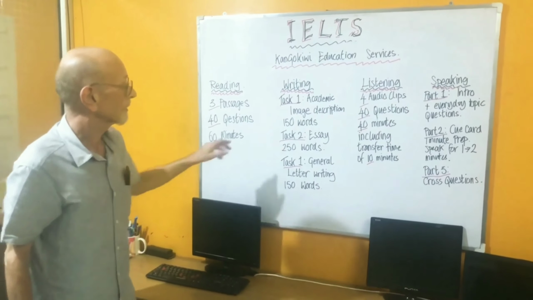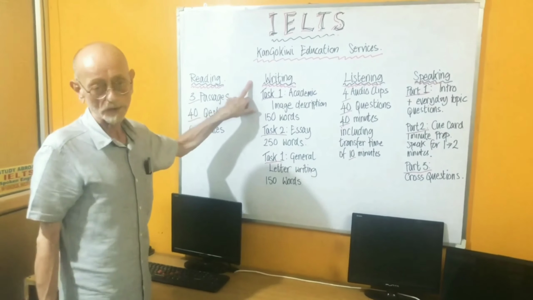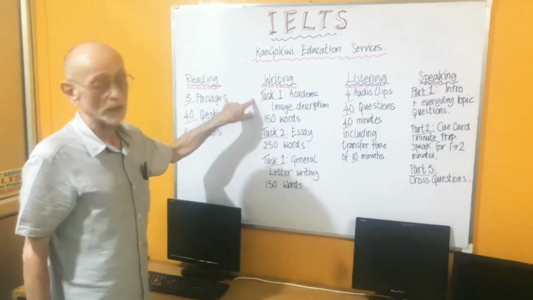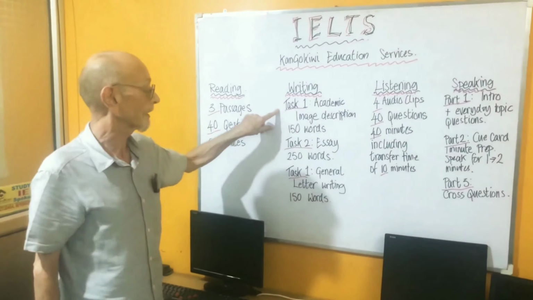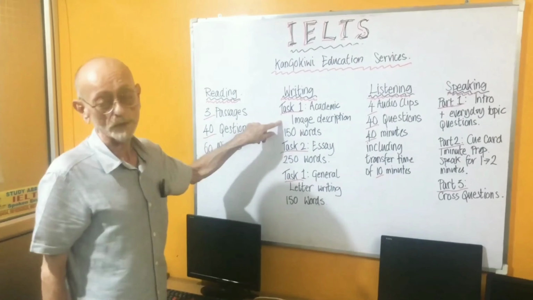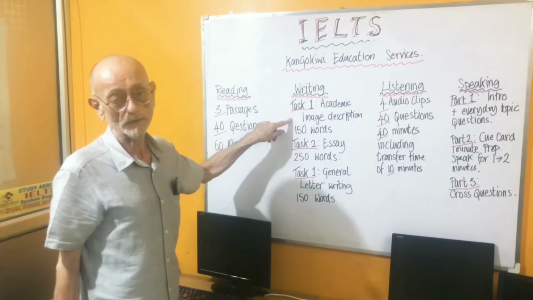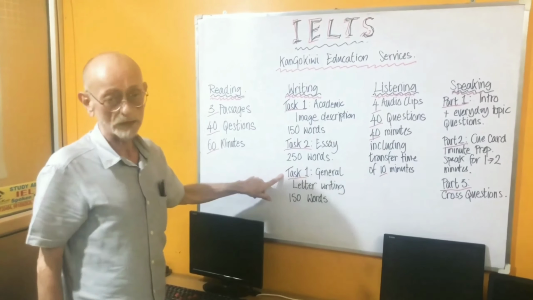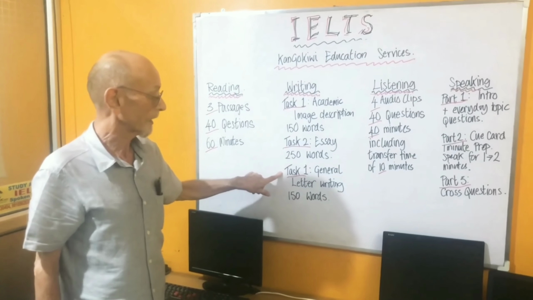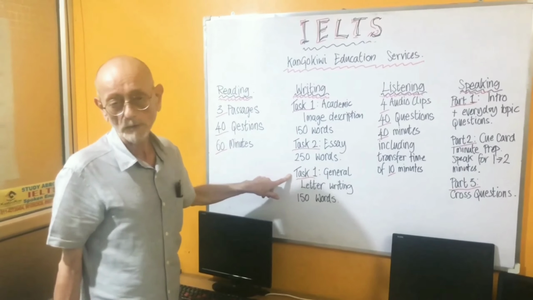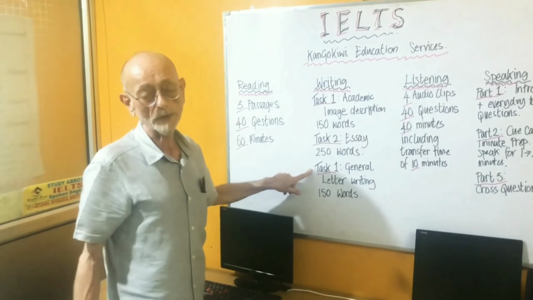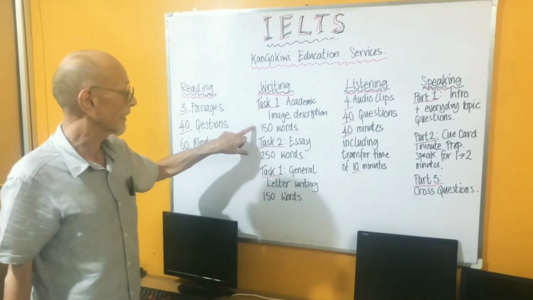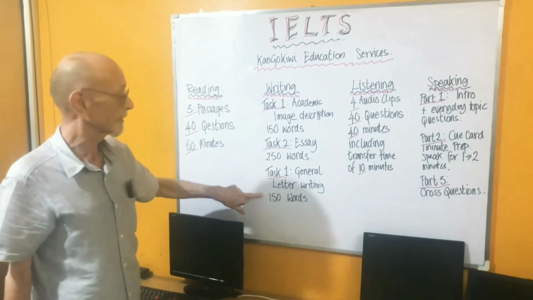So the other section here, which has a difference between academic and general, is your writing. So 2 tasks. Task 1 for academic is image description, most commonly a line graph, bar graph, pie chart, and so on. However, in the general test, your task 1 is to write a letter. They give you the topic of the letter and a brief description of what you have to put in it. The same requirements, both require 150 words.